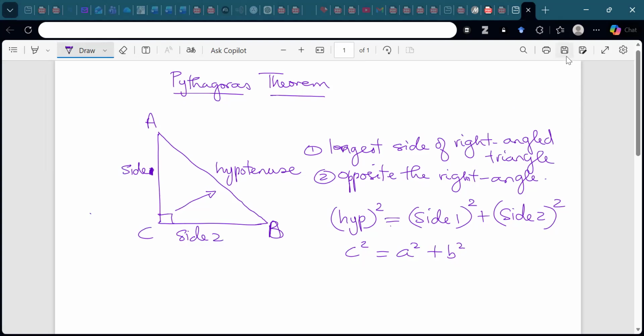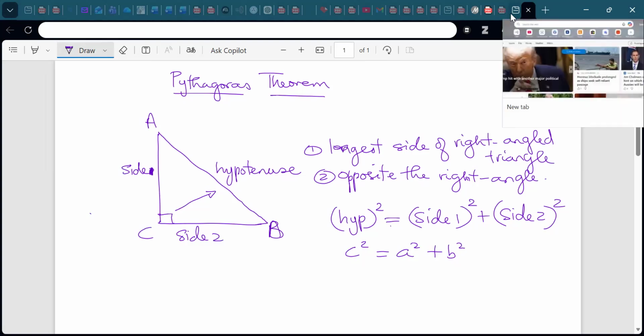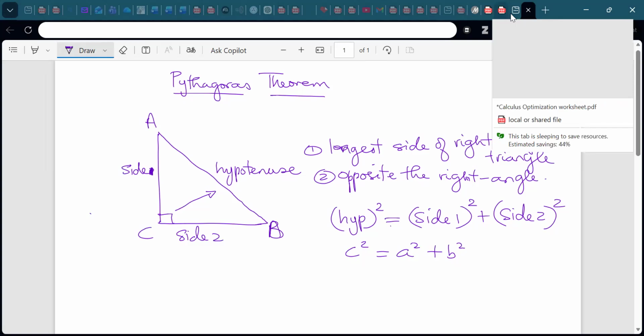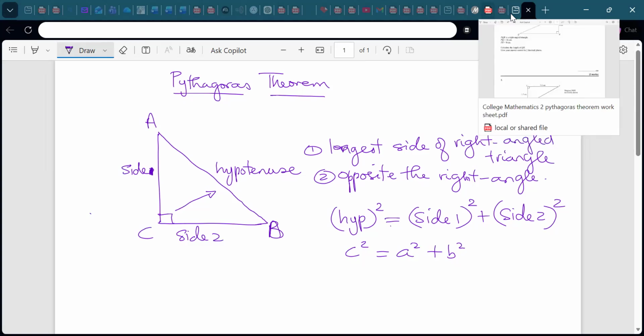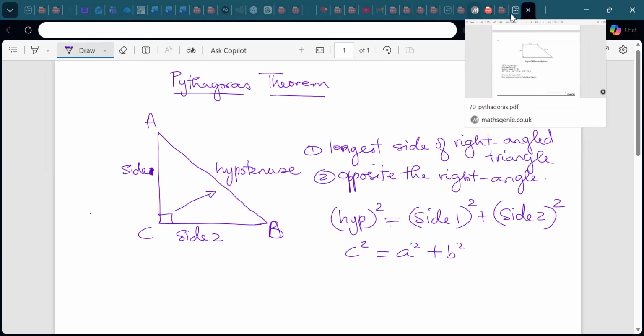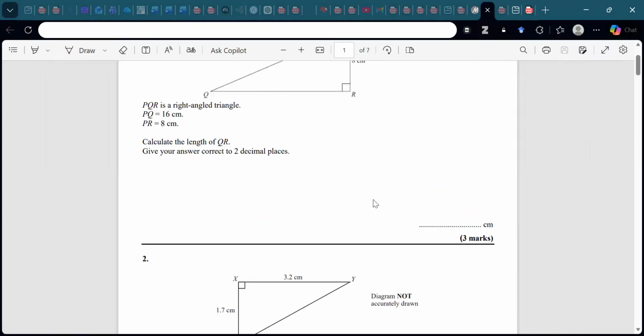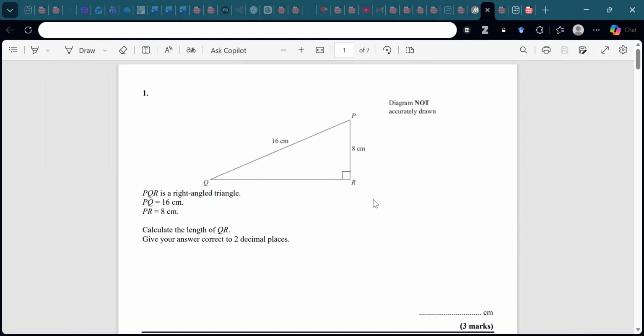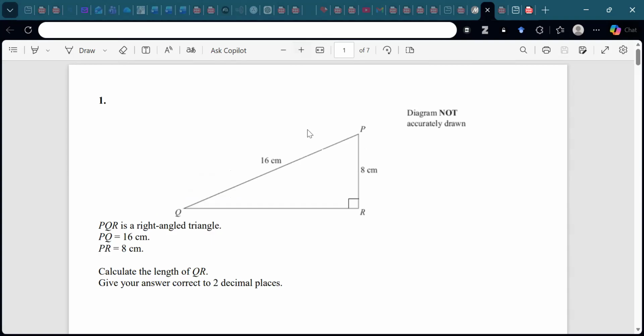And that we're going to be looking at shortly. All right, let us see. I have a worksheet here that I want to work with you on. This worksheet was adapted from mathsgenie.co.uk. So this worksheet that I'm going to be working on was copied from their worksheet.